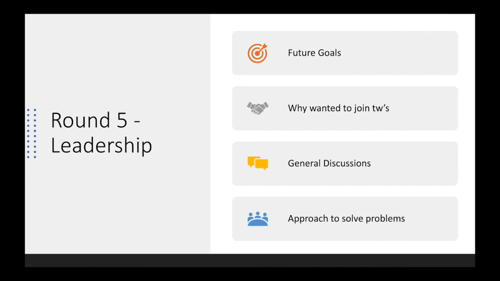So the leadership round was a general discussion, then future goals, and why I wanted to join Thoughtworks. If there is a certain issue, how can I handle it, or if there is a certain production issue, or a general topic, or some problem, how can I approach that problem. Yeah, it was really good.